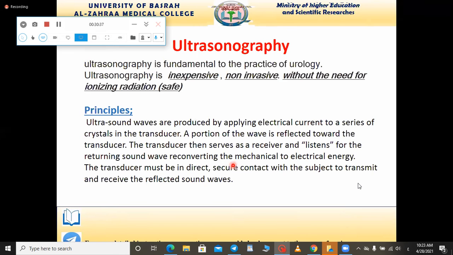Another imaging modality used commonly and widely in urology is the ultrasound, or ultrasonography. It is very fundamental to the practice of urology. Indeed, urologists may be more familiar with ultrasound than other clinical aspects of medicine. Ultrasonography has special criteria. It is inexpensive, usually cheap, non-invasive, and safe. It has no ionizing radiation, so it is safe.